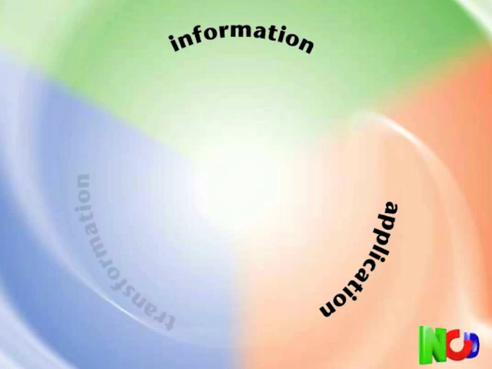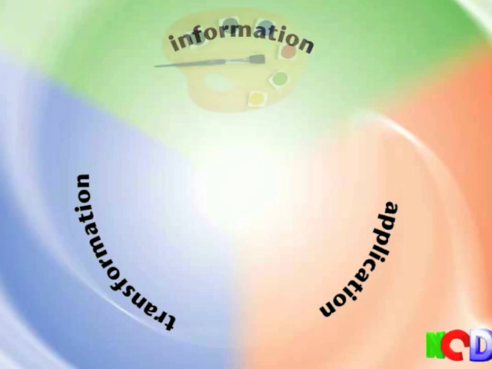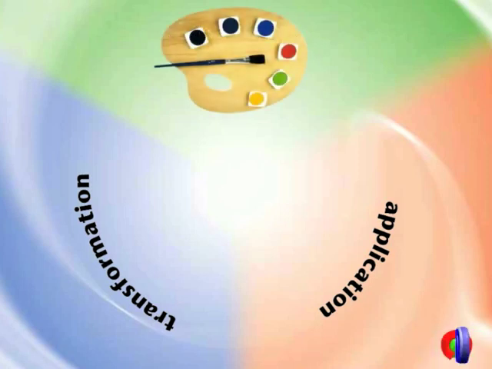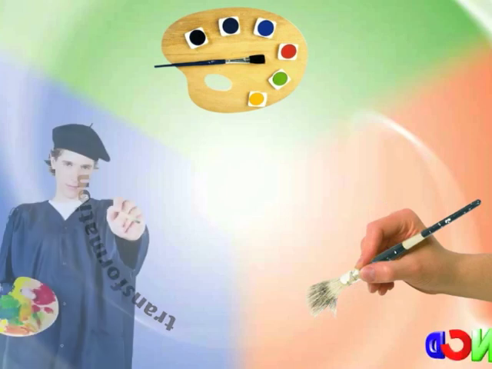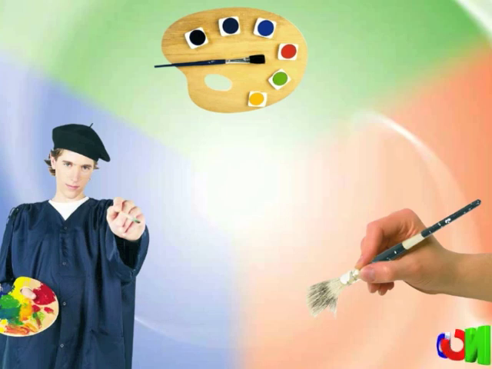In natural church development, we distinguish the three levels of information, application, and transformation. In the first phase, you discover a tool. In the second phase, you learn how to use this tool. In the third phase, you become a tool yourself.